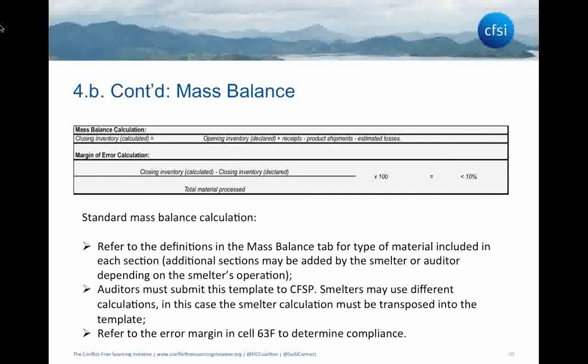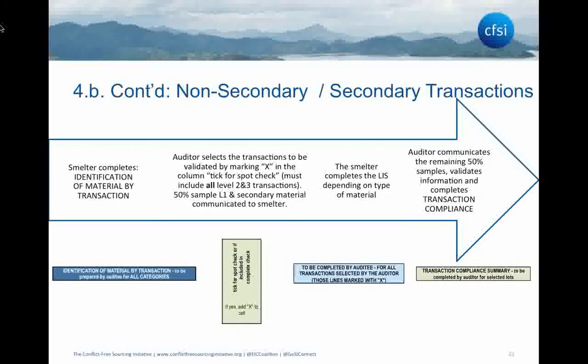The template for the mass balance calculation is already completed with the formulas necessary, so you would just need to enter the weights of the different materials in each section, and you should get at the very end of the template the error margin calculated automatically. With that, we are moving to the non-secondary and secondary receipts review.